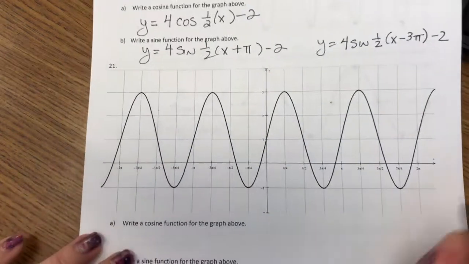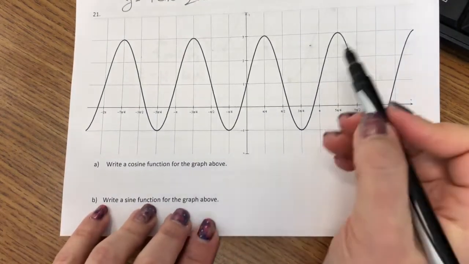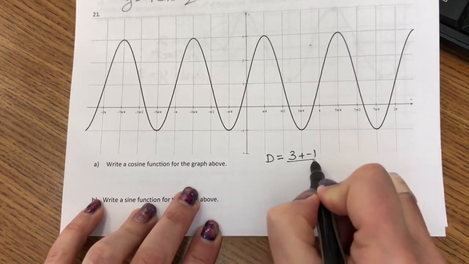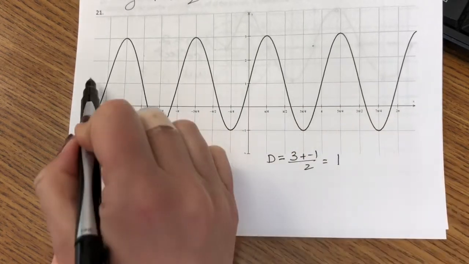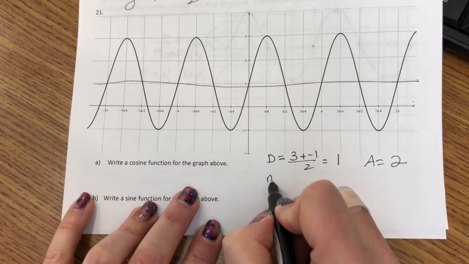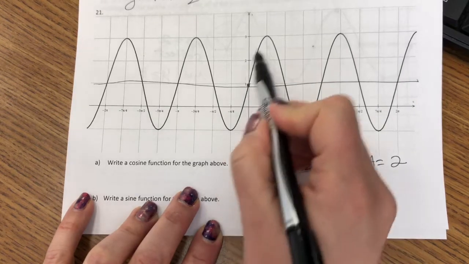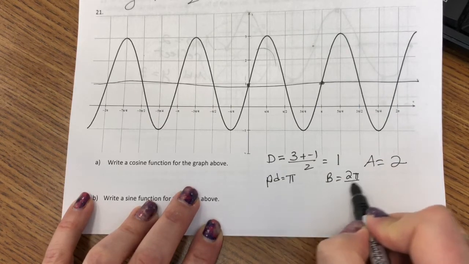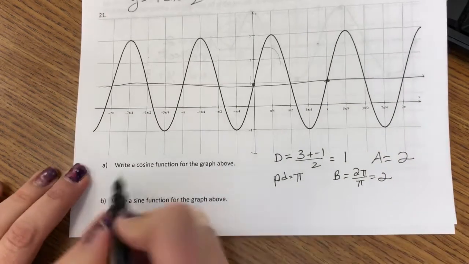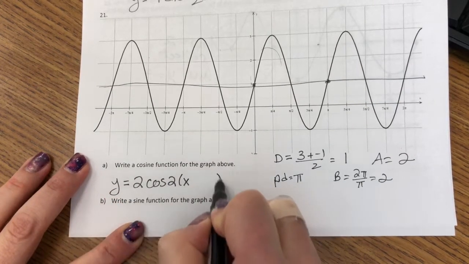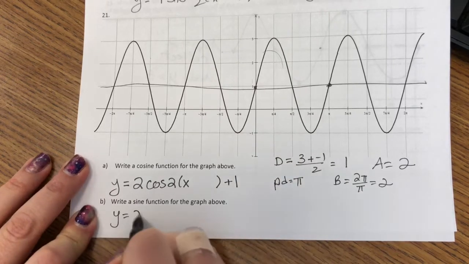All right, let's do it all again for 21. Let me make sure you can see everything this time. My midline is at 1. That means the amplitude is 2. The period from middle back is pi. So that means B is 2 pi over pi, which is 2. So cosine, amplitude, cosine B x, plus 1, sine.